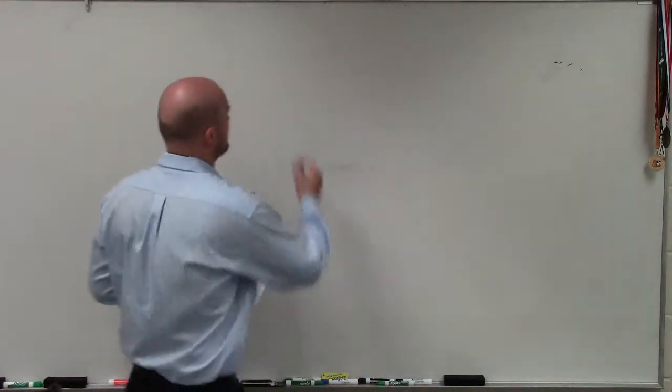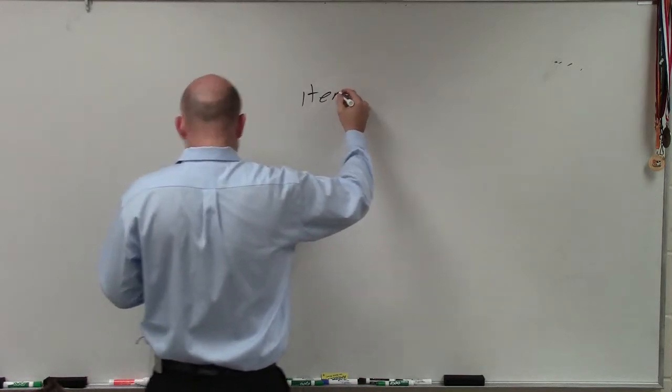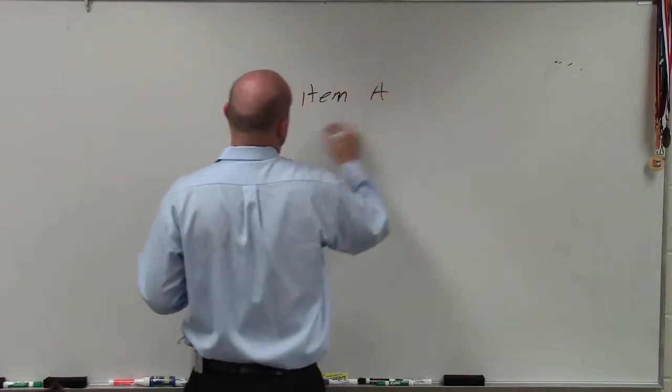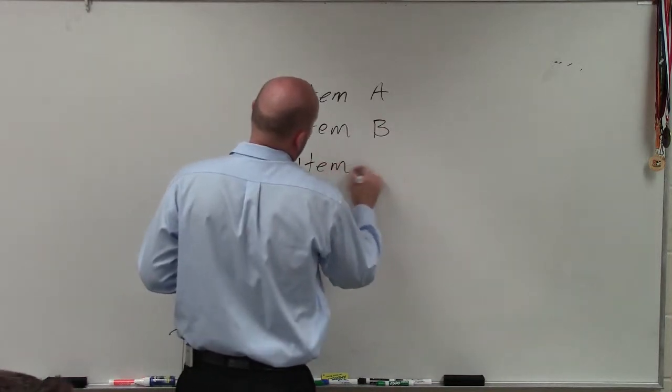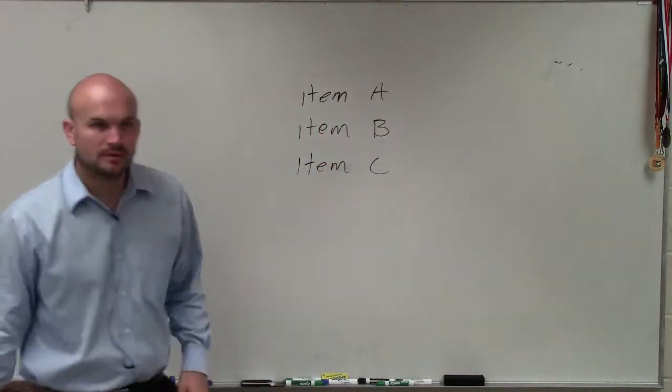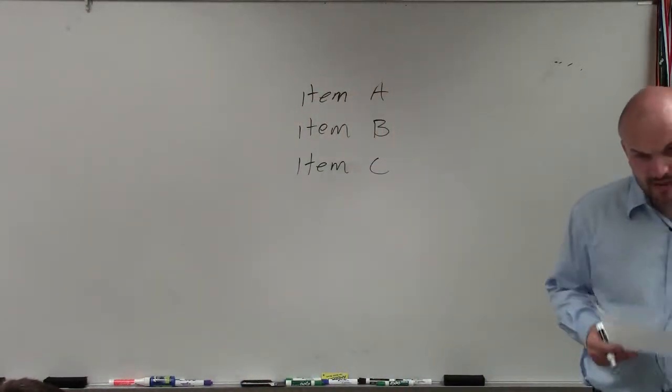So the first time I read that, I really didn't know what it was asking or what I was supposed to be doing. Then I realized they're talking about 3 different items, so I'm going to go ahead and write that out. I have item A, item B, and item C. All right? Now, let's go back through and read them again a little bit slowly.